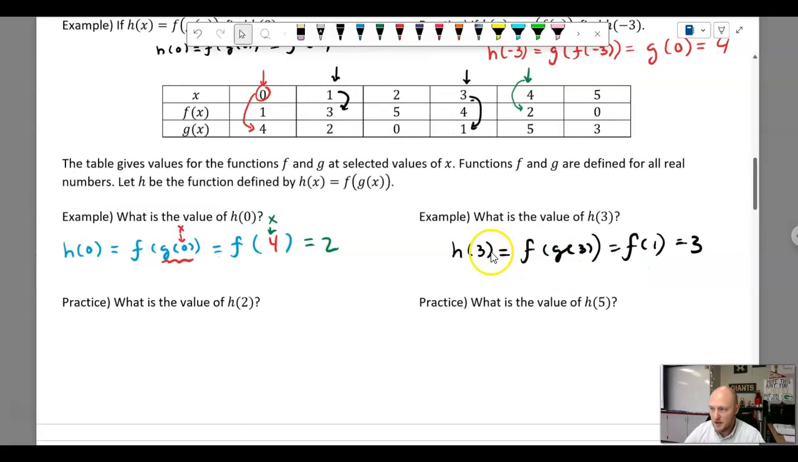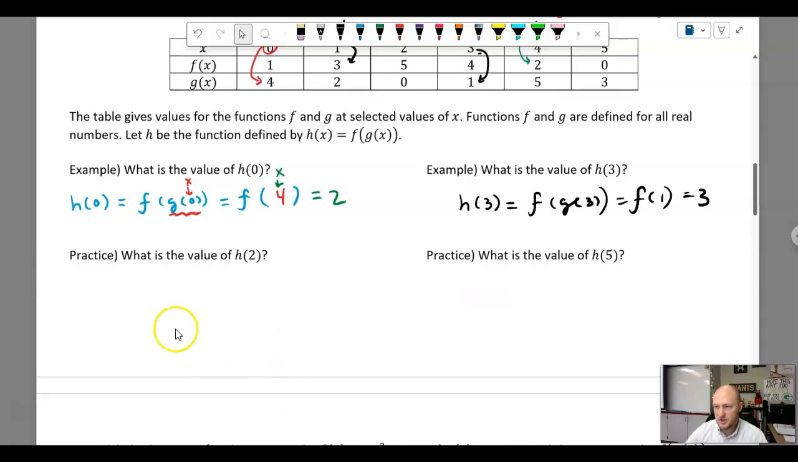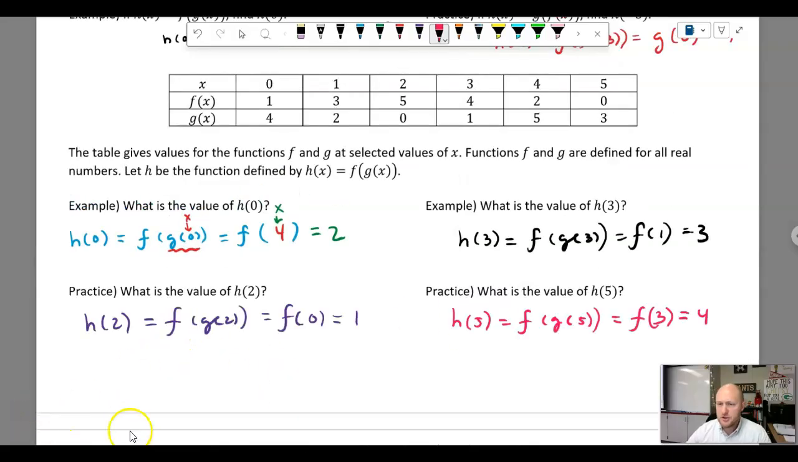Answer is 3. There you go. That is it. Go ahead, pause me. Please try these 2 practice problems, and I'll show you the answer. Okay, here are the 2 solutions. H of 2 gave you 1. When you plug in 2 for g, you get an output of 0. So f of 0, I go to 0, and I find the f value, which is 1.